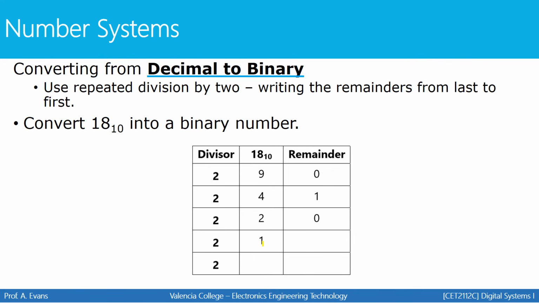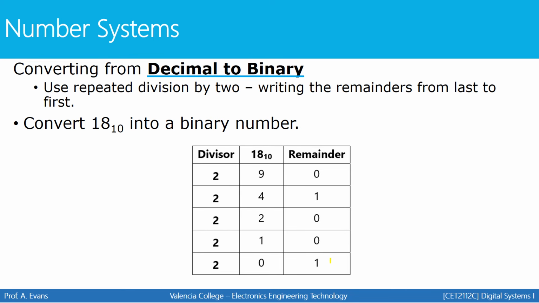Then I'm going to take 1 and divide it by 2, and I have 0 with 1 left over. That's the tricky part. 1 divided by 2 is technically a fraction, that's a half. So I don't have any whole number. I have 0 with 1 remainder.